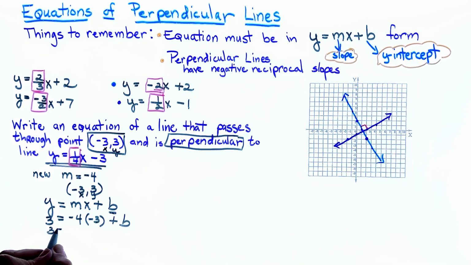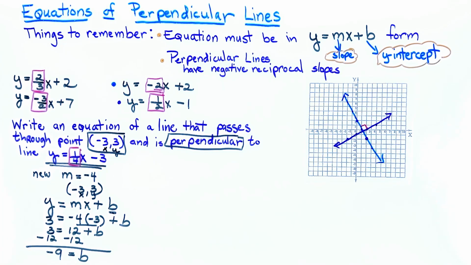I have everything I need to be able to find my letter b. So 3 is equal to 12 when we multiply, plus b. And I know that in order to get the variable alone, I need to move it to the other side. So my y-intercept, or my letter b, is 3 minus 12, which is negative 9. Again, key information to be able to write my new equation of a line that is perpendicular to what is given is right there.